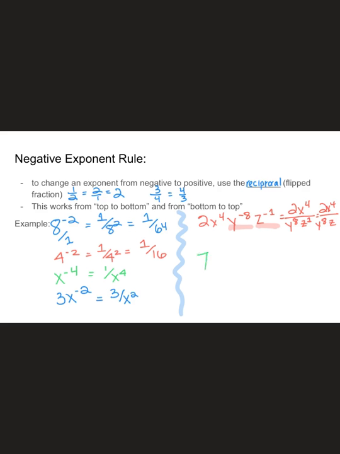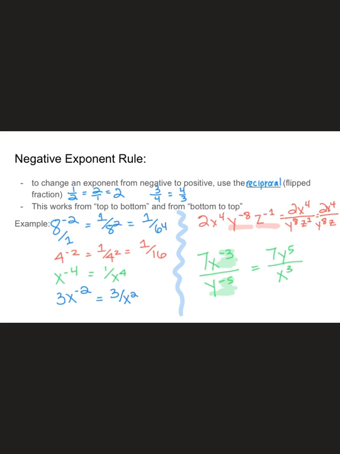We could have 7x to the negative third over y to the negative fifth. So we need to switch, or take the reciprocal of, the negatives. So what we're going to end up with is 7, that stays on the top, y to the 5th is going to come up, and x to the 3rd is going to go down.